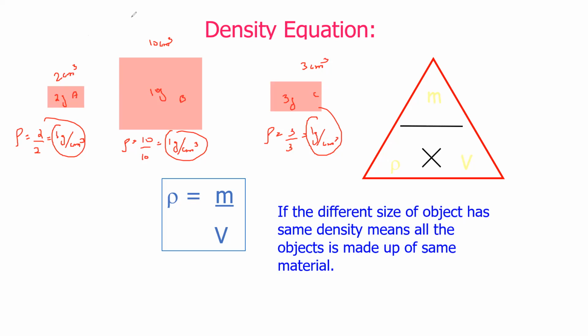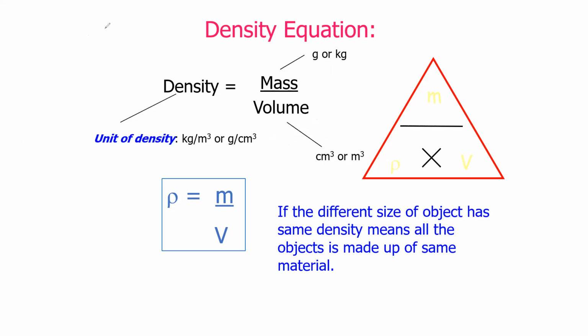So if I say I have an object and it is made up of gold. So I want to show that this object is made up of gold. How can I identify it? Like for example, if you find an iron nail or a steel, you want to identify the type of the material. So how can you identify the type of material? Simply, you will find the density.